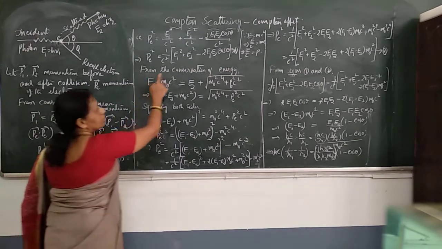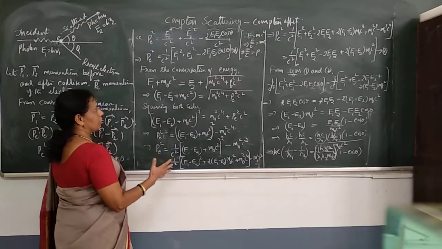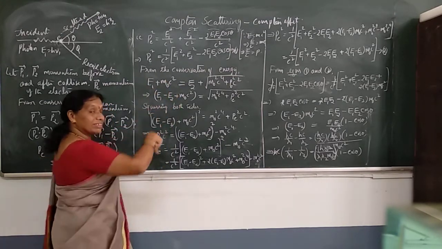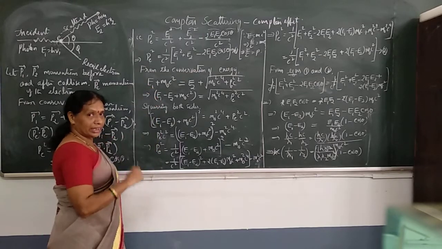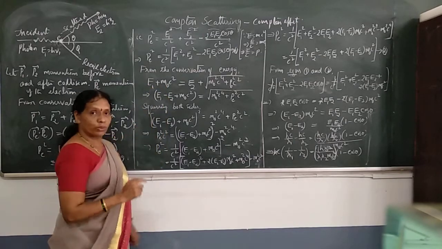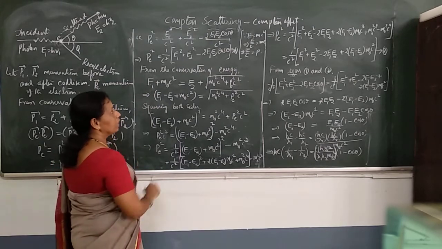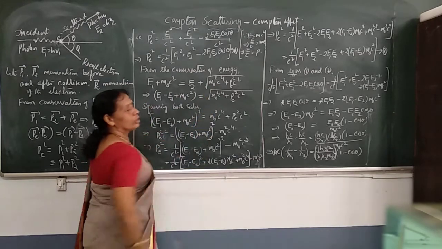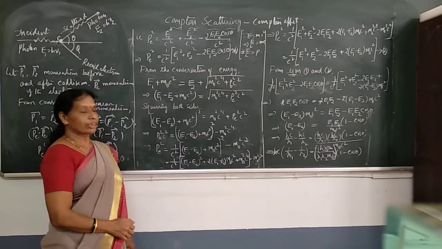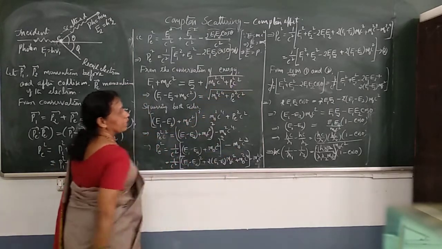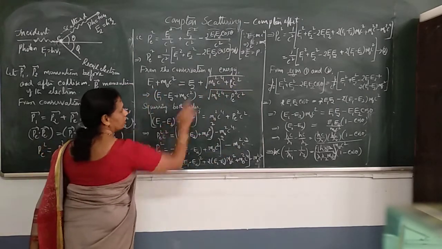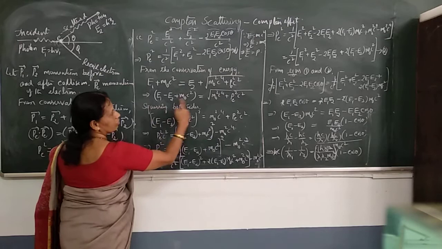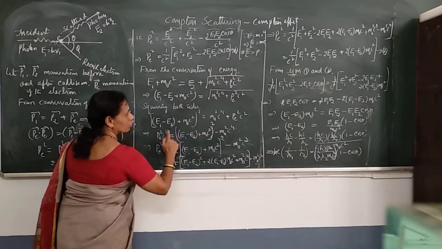Now let us apply conservation of energy. Energy before collision equals energy after collision. Here, energy before collision is that of the incident photon, E1, which is h nu 1, and m0 c square is the rest mass energy of the electron. That is equal to the energy of the scattered photon and the kinetic energy of the recoil electron. This is the relativistic kinetic energy. So we get this equation. Now simplify: taking E2 to the left hand side, we get this expression. Squaring both sides, we get this.